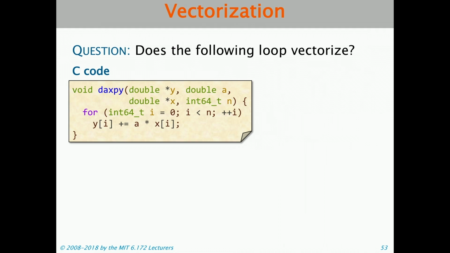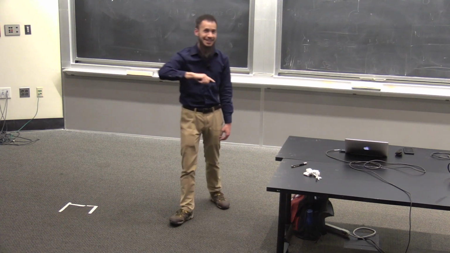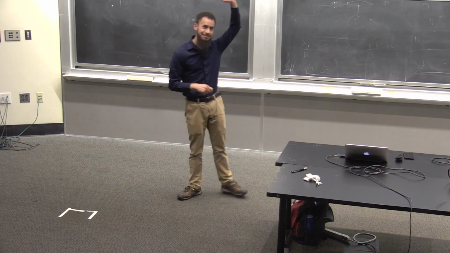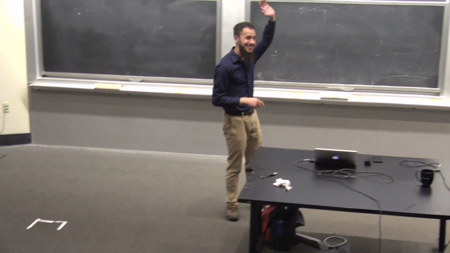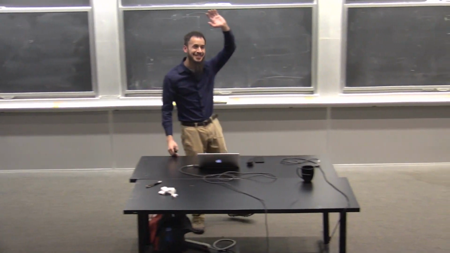Yes? Well, y and x could overlap, and there is no information about whether they overlap. So do they vectorize? We have a vote for no. Anyone think that does vectorize? You made a very convincing argument, so.